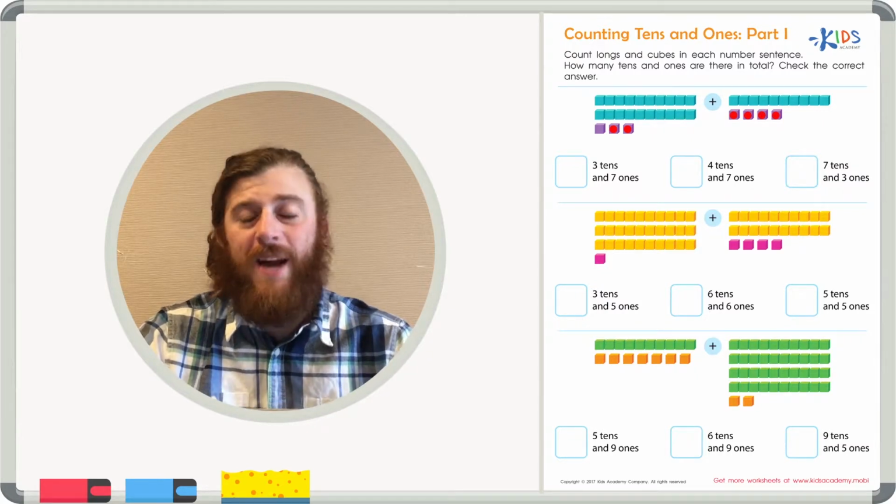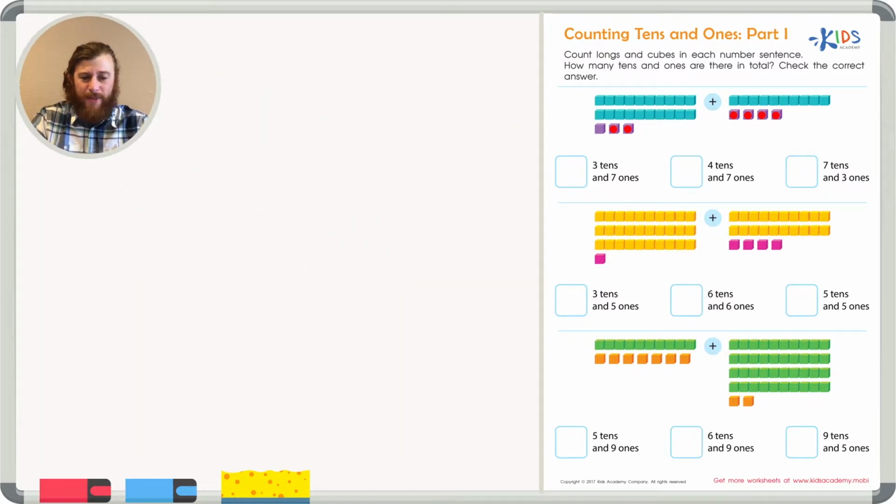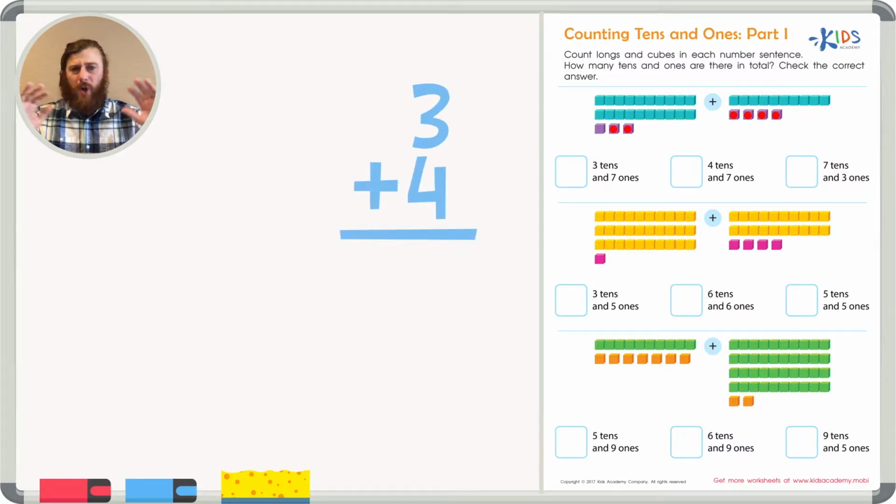So if I want to count them up in total, I could add 3 plus 4. I could also just count the cubes all together to find the total. First, let's count the cubes and then we'll add them up to see. I'm counting in total. I have 1, 2, 3, 4, 5, 6, 7. So I think there are 7 cubes or 7 ones in total. But let's just add using the counting up strategy. 3, 4, 5, 6, 7. There are 7 ones in total.